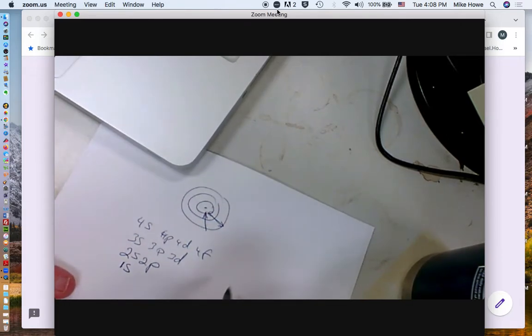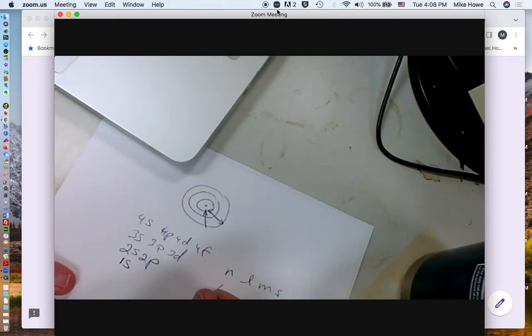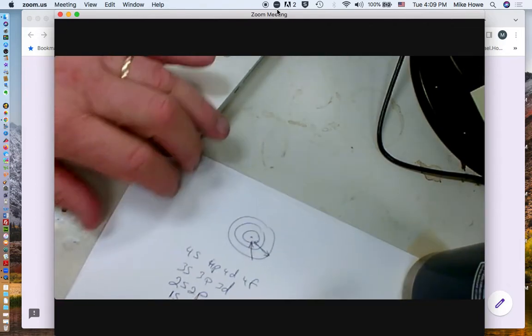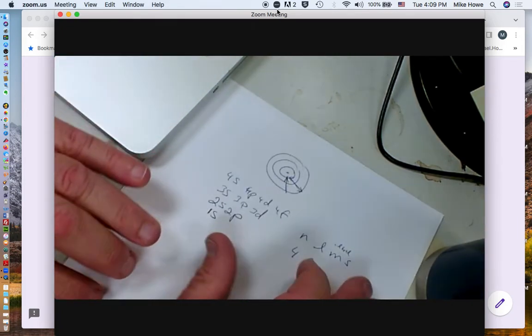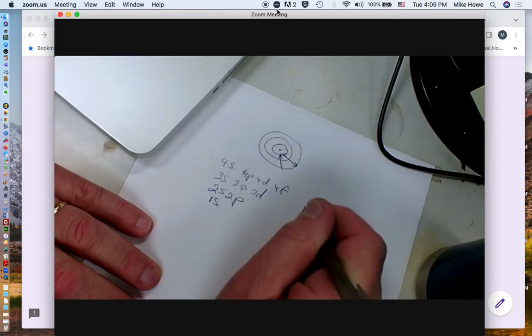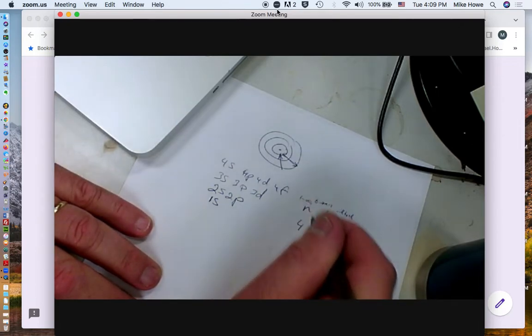Another way to look at that: if n equals 4, L could be 0, 1, 2, or 3, because L can be from 0 to n minus 1. And then for each one of these values, there are m values, which is the number of orbitals. Remember, m can go from negative L to positive L. So L can be from 0 to n minus 1, and n can be from 1 to infinity.